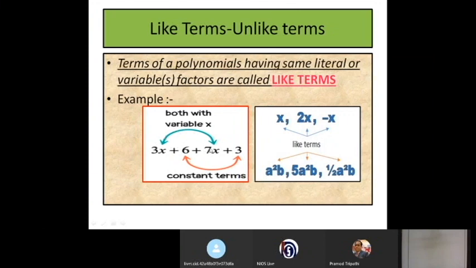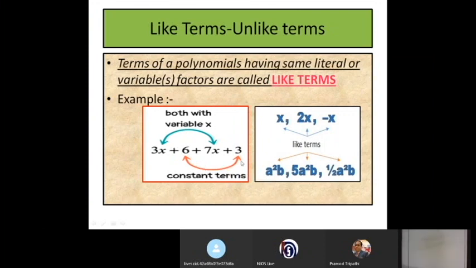Why are they like terms? Because the literal factor in both cases is x. The factors of 3x are 3 and x, so the literal factor is only x. In the case of 7x, the factors are 7 and x, so the literal factor is x. In both cases, the literal factor has come only one time. Hence, the literal factors are the same. Therefore, 3x and 7x are like terms. And 6 and 3 are constants. Hence, there is no problem at all.